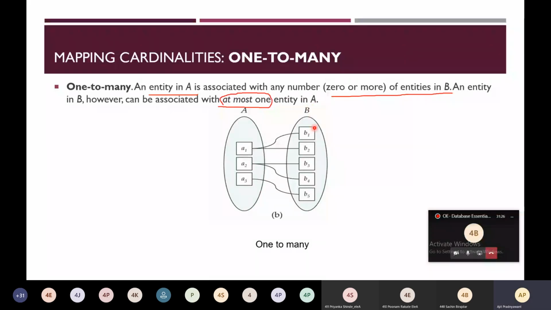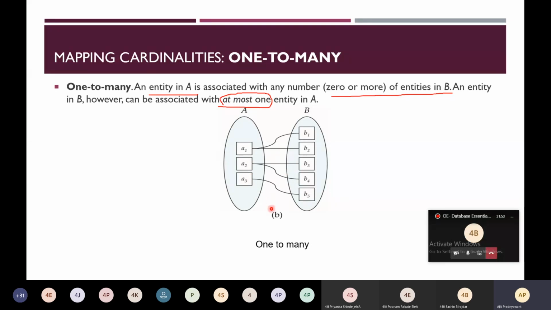So each entity present in B is associated with at most one entity. This B1 is associated with A1. This B2 is associated with A1. This B3 is associated with A2 only. This B4 is associated with at most one, that is A2. And this B5 is associated with B3.